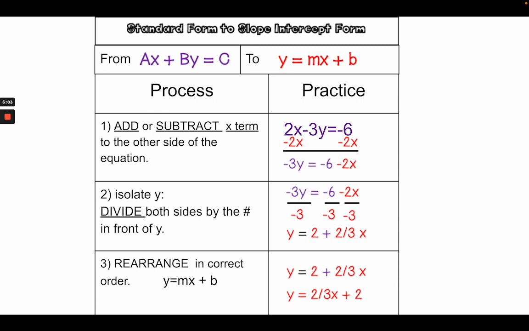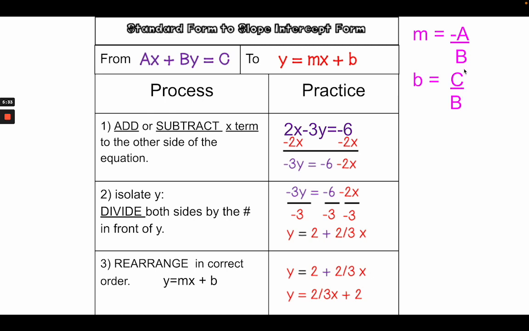I'm going to show you a different process. This is a second way of how to change it, but this is using a formula. So go ahead and lift up this graphic organizer and write this underneath. And this is the formula. Slope is equal to negative a divided by b, and y-intercept, our b, is equal to c divided by b.